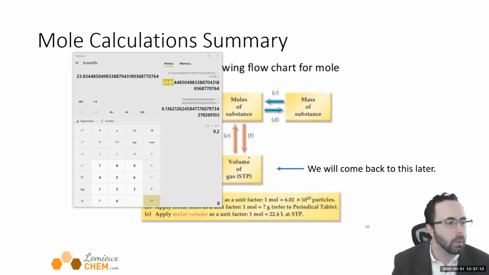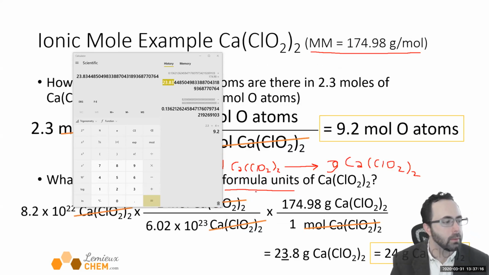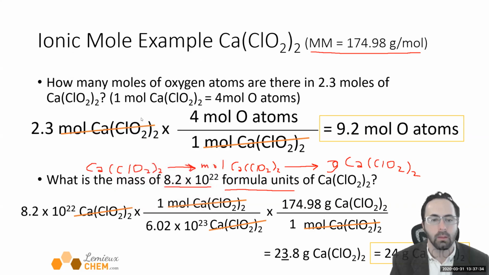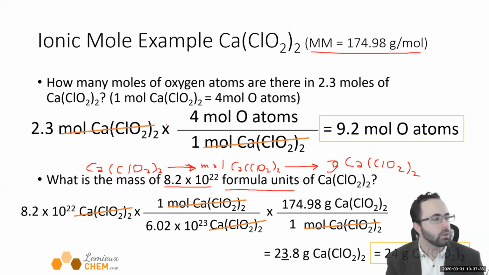The last two were connected because they were both having to do with calcium chloride, but they were also different because I asked different things in them. So for the first one, I asked, if you have 2.3 moles of calcium chloride, how many oxygen atoms do you have? And then for this one, I was asking you, if you start with this many things, how many grams will that be?